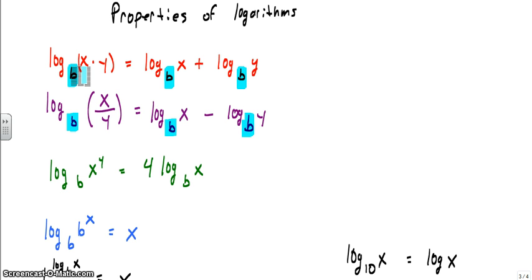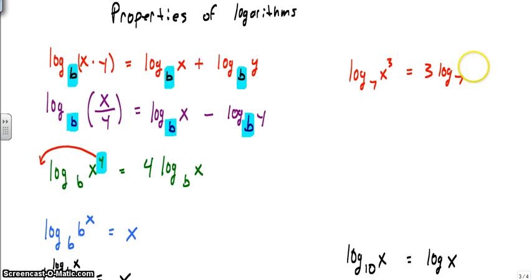Next is the power rule. And the power rule just says, if you've got something raised to a power inside your log, you can just take that power and move it out front. So log base b of x to the fourth becomes 4 times log base b of x. And again, conversely, if you're given 4 times log base b of x, you can take that 4 and move it up here. So just for a quick example, if I had log base 7 of x to the third, that would equal 3 times log base 7 of x. You just take that 3 and move it out front.